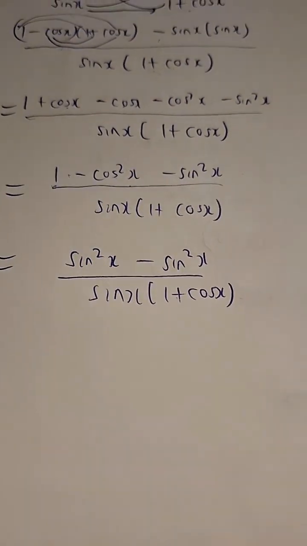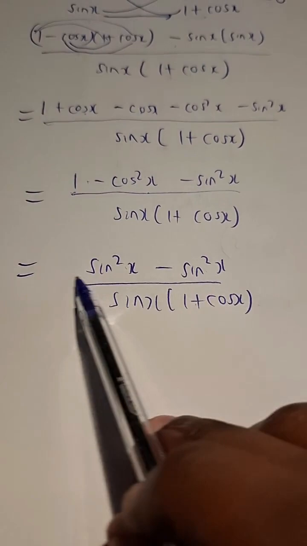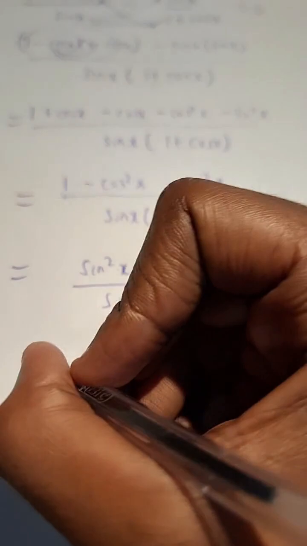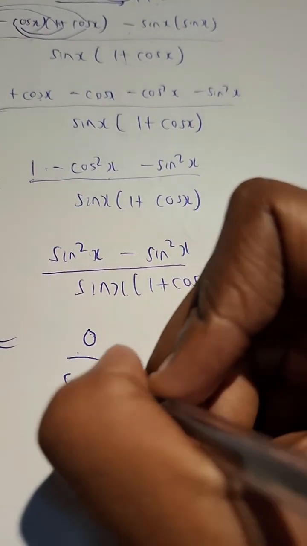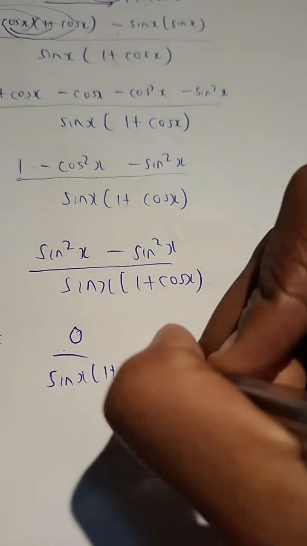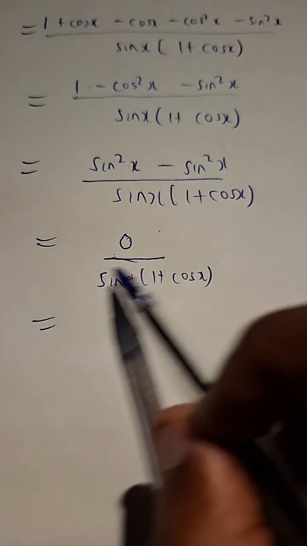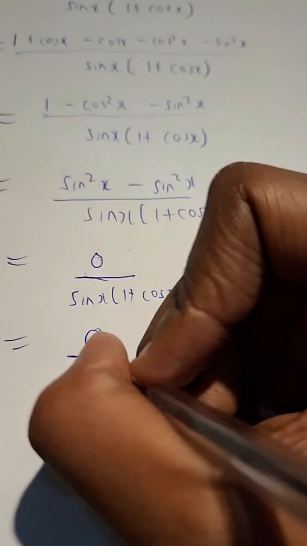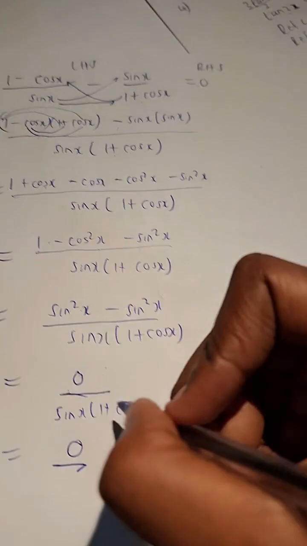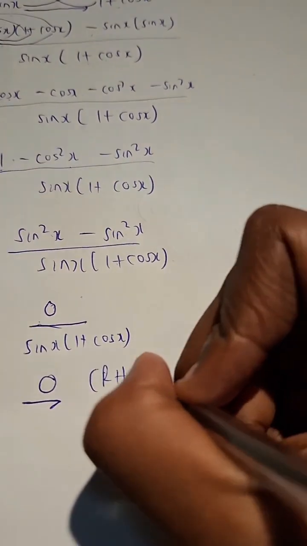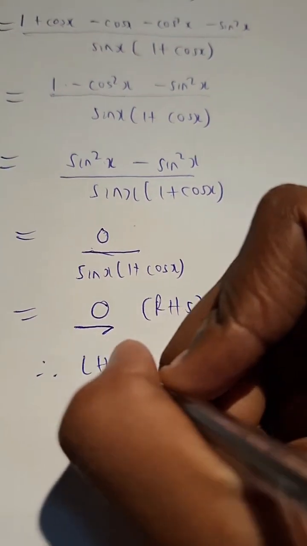Now, sine squared x minus sine squared x, like term, simplification, that's equal to what? 0 over sine x into 1 plus cos x. But of course, 0 divided by anything is equal to 0. That is the right hand side, the RHS. Therefore, we say LHS is truly equal to right hand side.